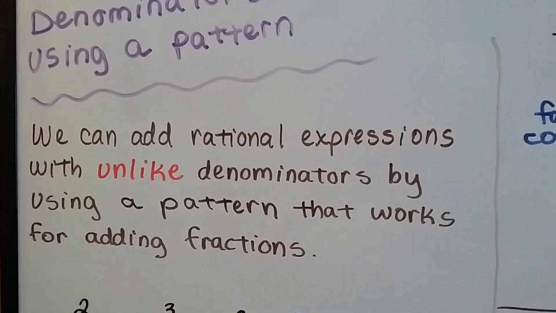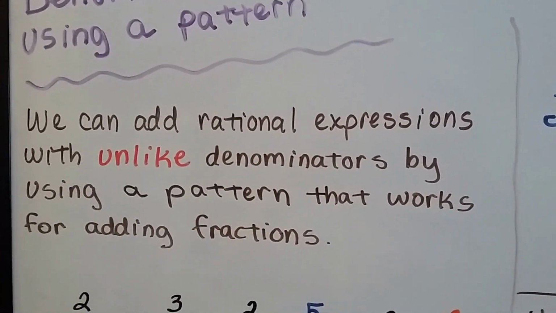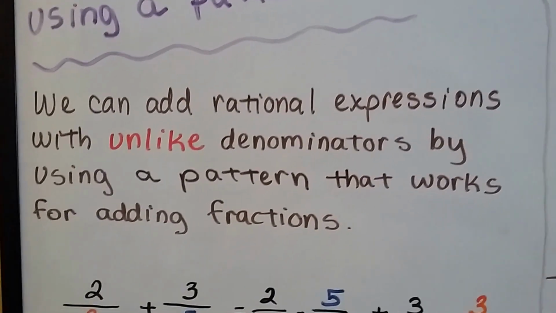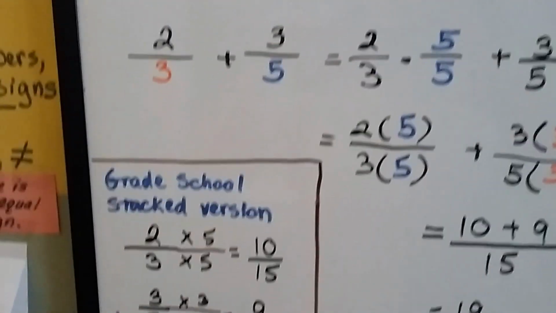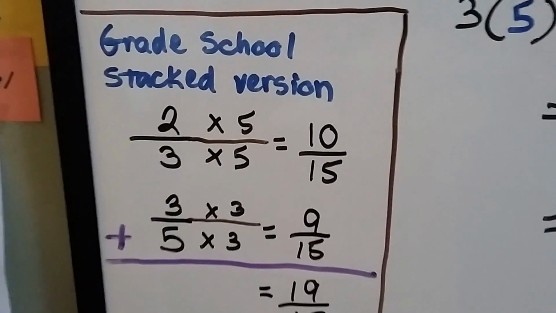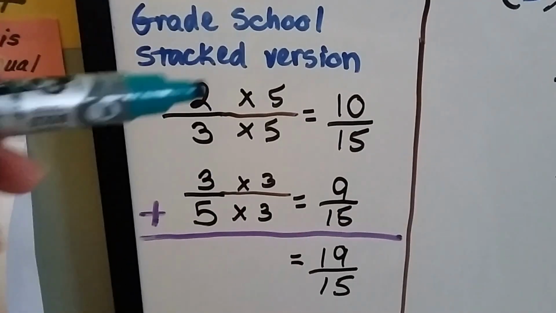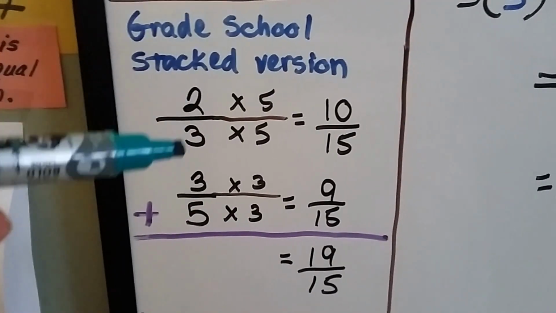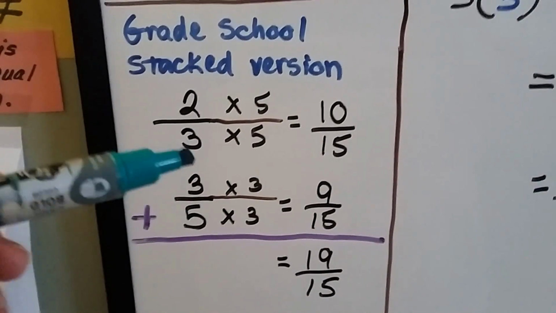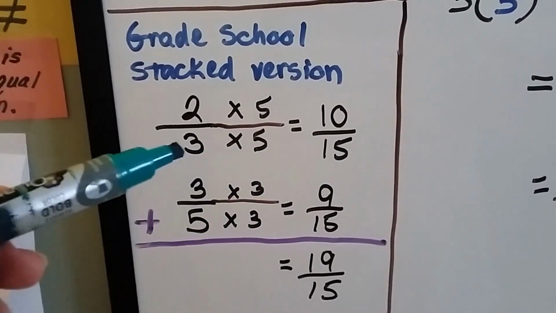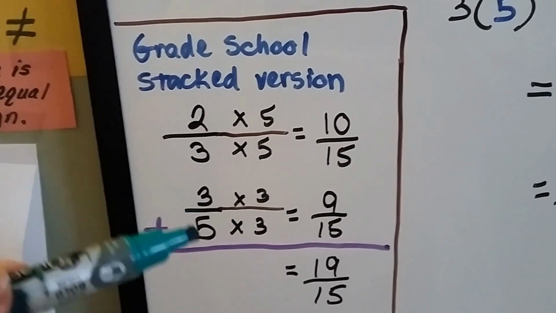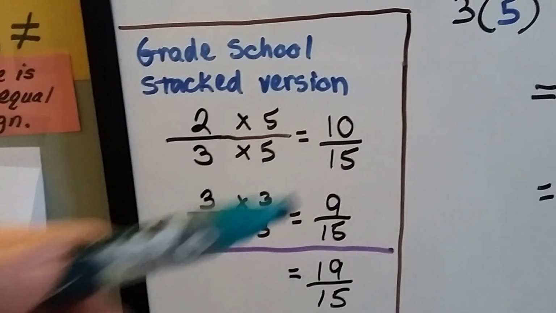We can add rational expressions with unlike denominators by using a pattern that works for adding fractions. Now, if you remember from grade school, when we added unlike denominators, we stacked them. So if we wanted to add 2/3 and 3/5, we found a common denominator for them, didn't we? The 3 and the 5 can both meet at 15.